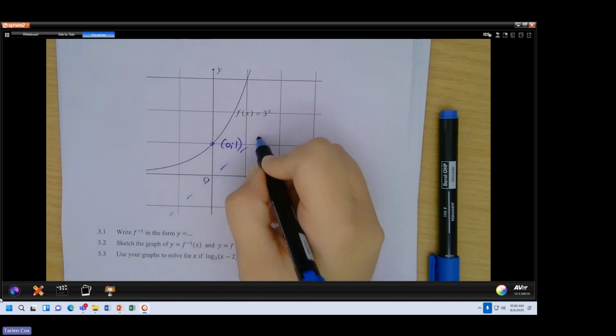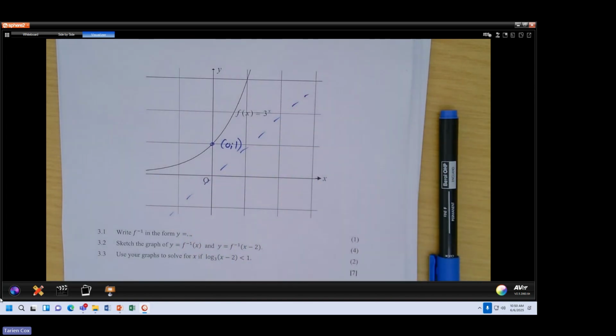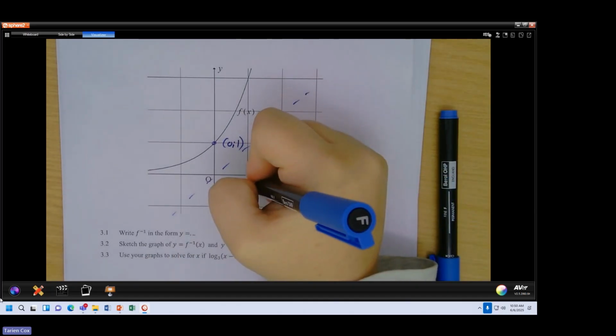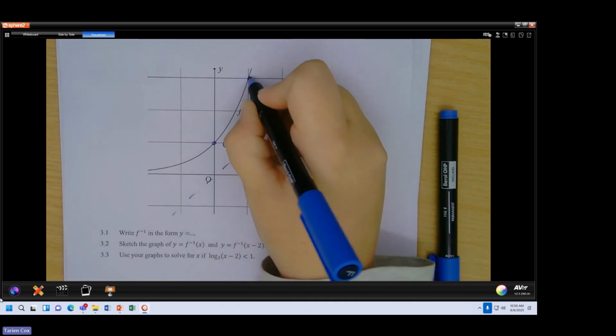I know I've got to reflect over the line y is equal to x. But then I normally say I need one more point to help guide me, or even two more points if need be. So I can read this one off here. At 1, we've got 3.